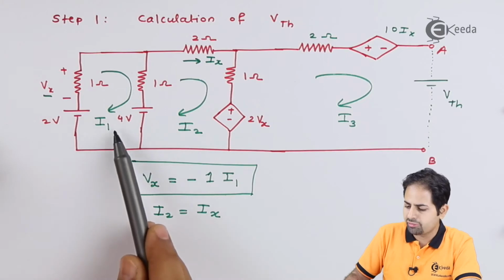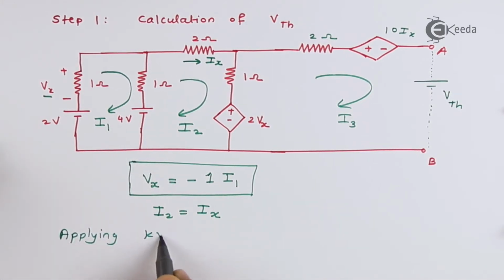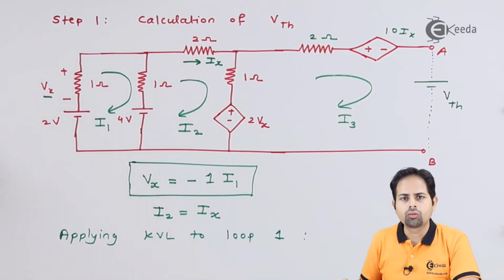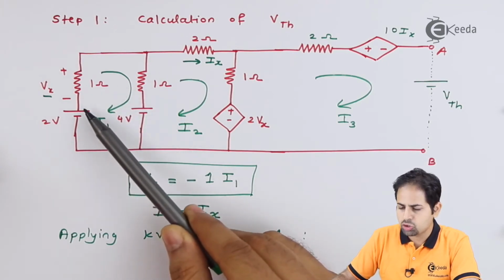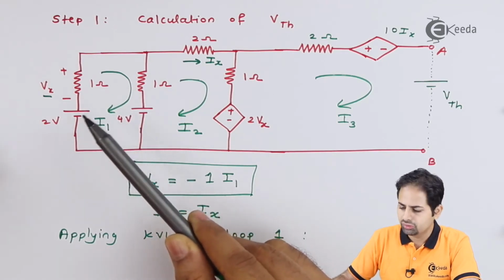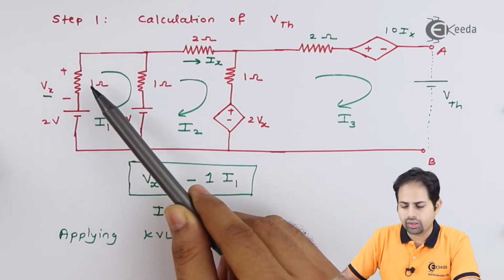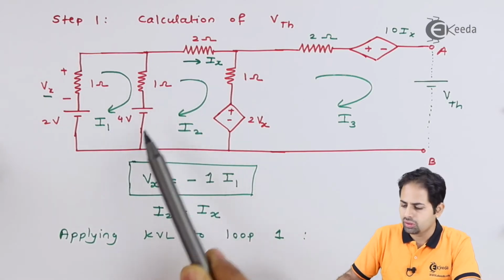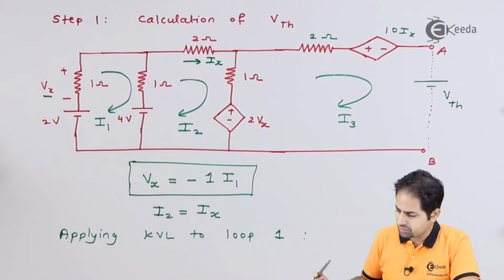So we'll now apply KVL to loop number 1. Now while applying KVL, we know that this voltage source from minus to positive will be considered as positive. Then here this will be minus 1 into current I1. Here it will be minus 1 into I1 minus I2. And here it is going to be minus 4. So we'll write it with normal practice.